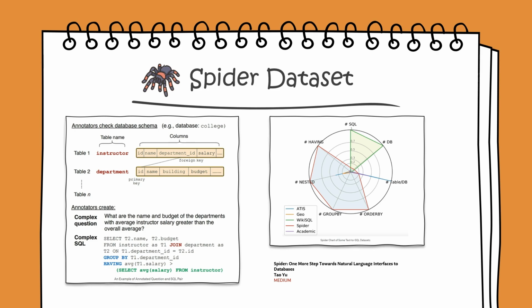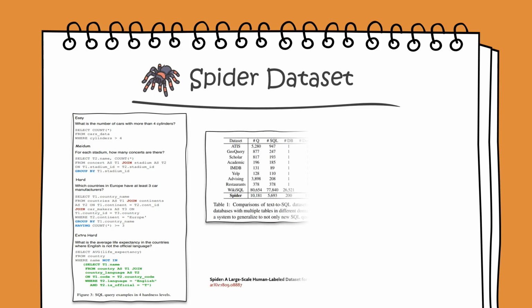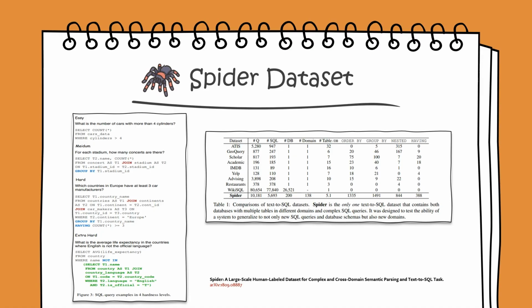Spider had HAVING, GROUP BY, ORDER BY, and complex nested queries, which were missing in other benchmark datasets present at the time. The authors divide the questions into four levels of difficulty: easy, medium, hard, and extra hard, each corresponding to a different level of difficulty in SQL queries. Although the size was significantly lower compared to WikiSQL, the complexity of the dataset is where it shines. Spider was also the only dataset at its time which had multiple tables in different domains.